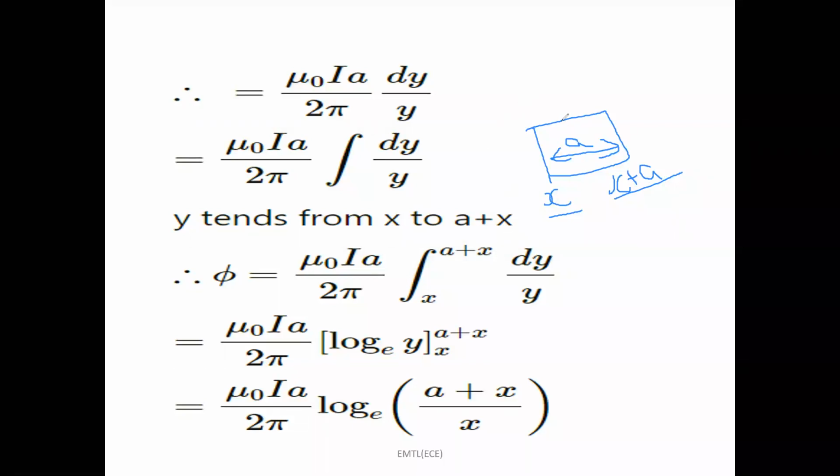Now, on integration, dy by y, that is 1 by y, the integral of 1 by y is log of y. Now the limits are x to x plus a, and mu naught I a by 2 pi is a constant, so as usual we write it in front of the integration. Just by substituting the limit values, finally we get the phi expression: mu naught I a by 2 pi log of (a plus x) by x, base e.